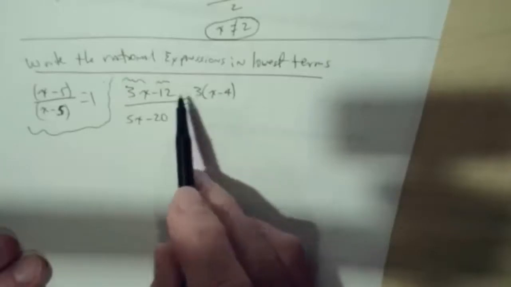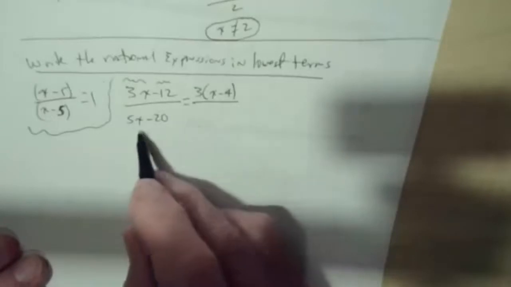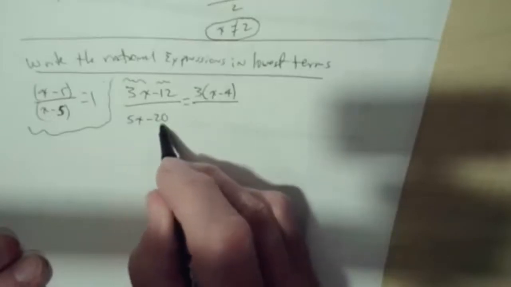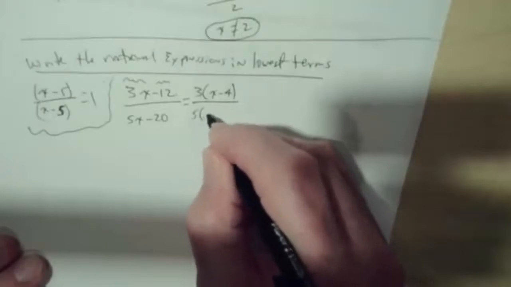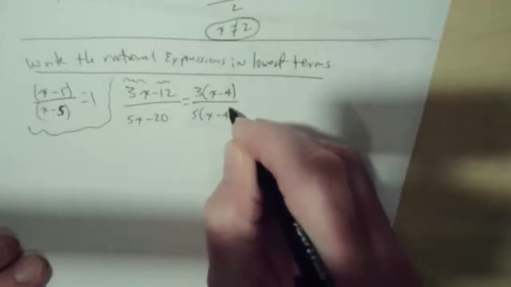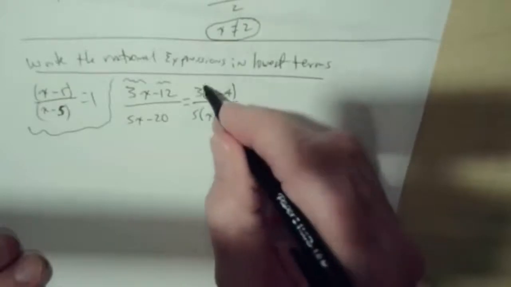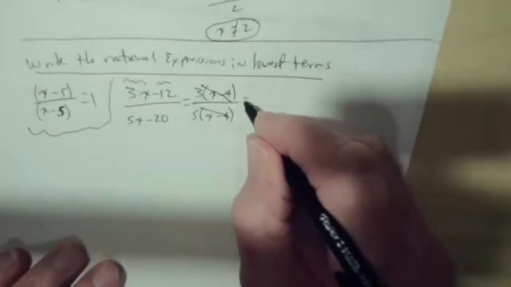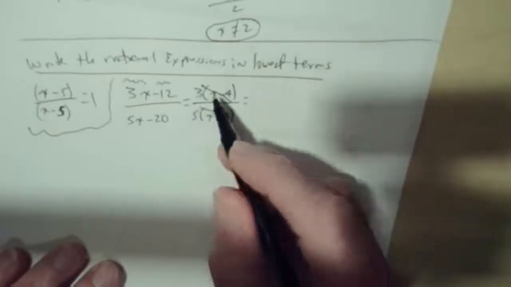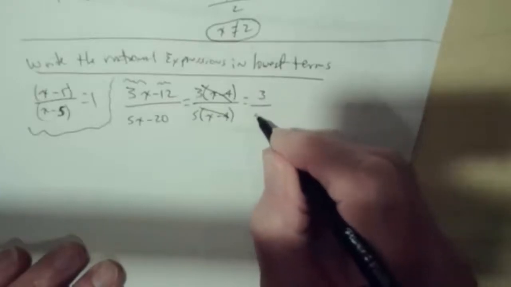And what can we factor out of here? A 5. 5 will go into both of these terms. So we have 5 open x minus 4. Okay, x minus 4 divided by x minus 4 is 1, so we can just cancel that out. Actually, it's going to be 3 times 1, which isn't going to make any difference in our value here. And that's all there is to it, right?